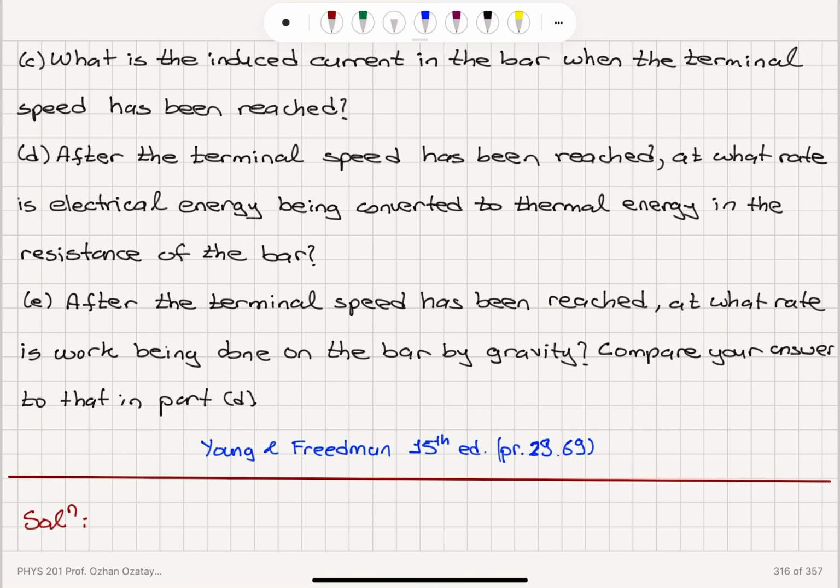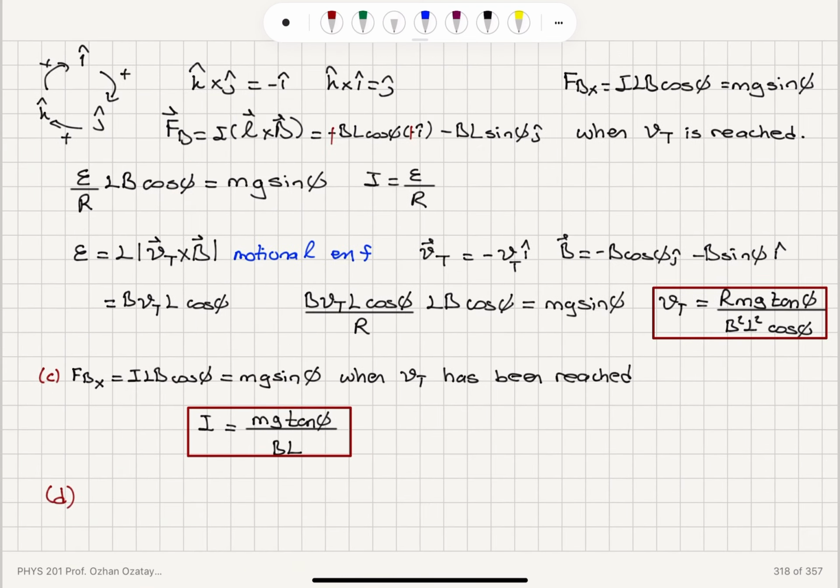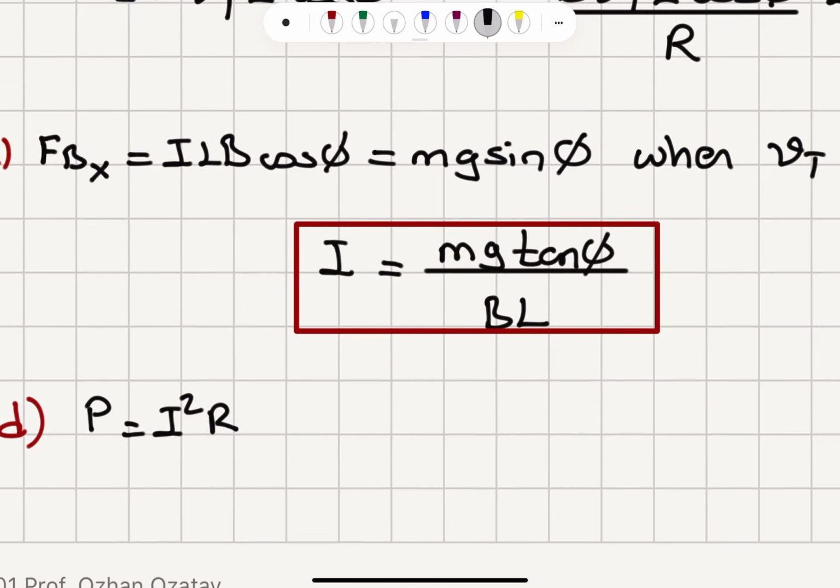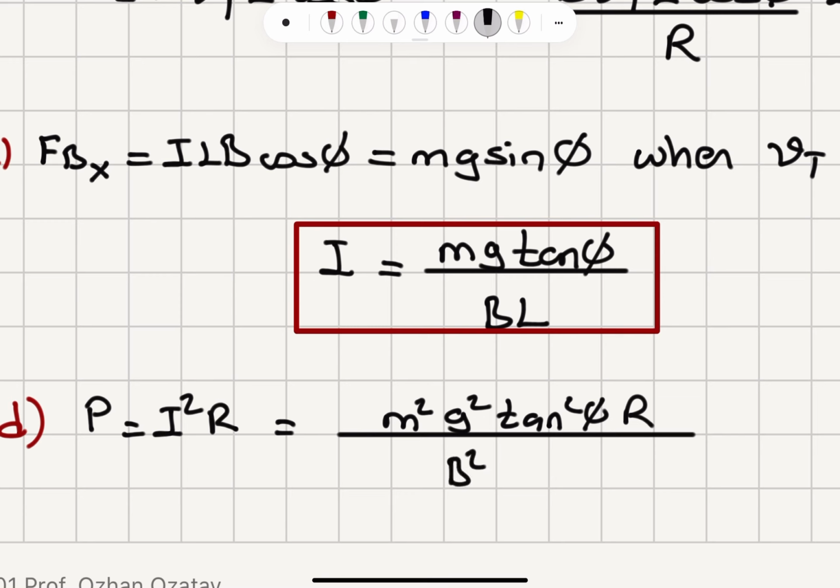After the terminal speed has been reached, at what rate is electrical energy being converted to thermal energy in the resistance of the bar? The power is rate of energy, I square R. So we know the current from part C. Therefore, we will have m square g square tangent square phi R divided by B square L square. That's the power.